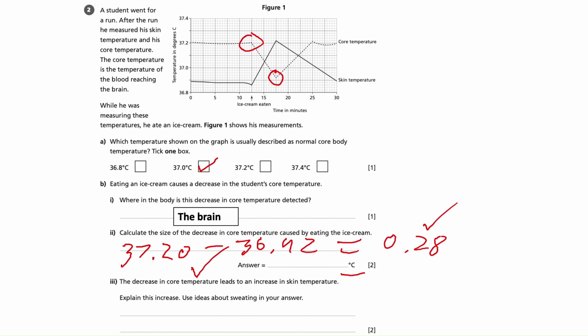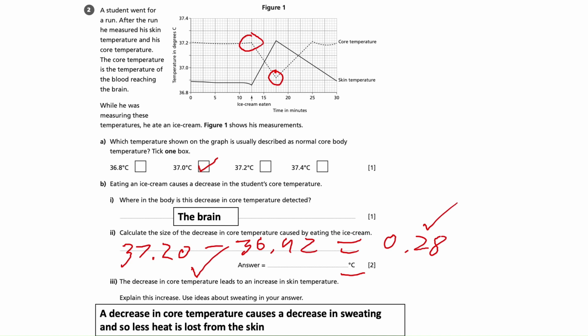Part 3. The decrease in core temperature leads to an increase in skin temperature. Explain this increase. Use ideas about sweating in your answer. So, we're being guided to this idea that we need to talk about sweating in our answer. So, a decrease in core temperature causes a decrease in sweating. That gets us 1 mark there.